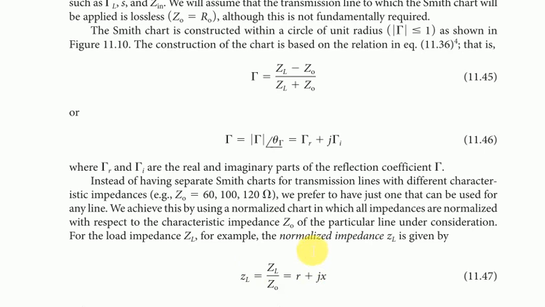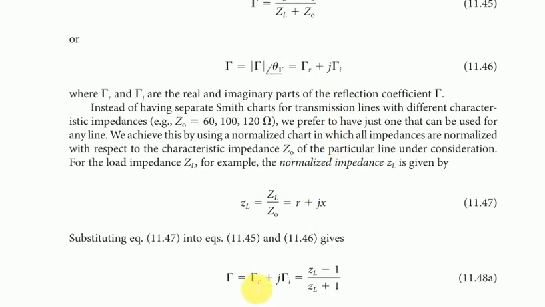Okay, so now your job is to represent this gamma value in terms of normalized load impedance. In order to do that, you need to divide the numerator as well as the denominator by the characteristic impedance Z0. So gamma is equal to ZL upon Z0 minus 1 divided by ZL upon Z0 plus 1. And you know ZL upon Z0 is nothing but small zL. So gamma will become small zL minus 1 upon small zL plus 1, which is represented over here.